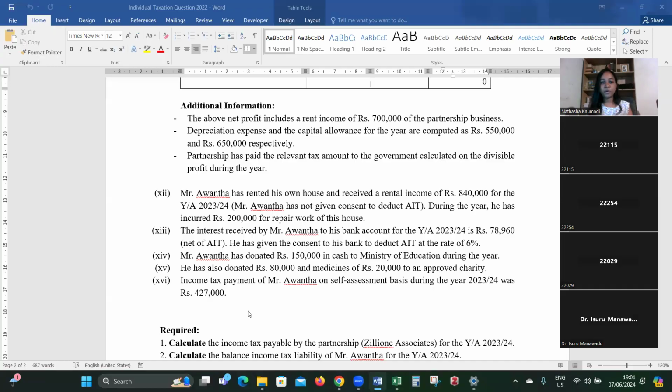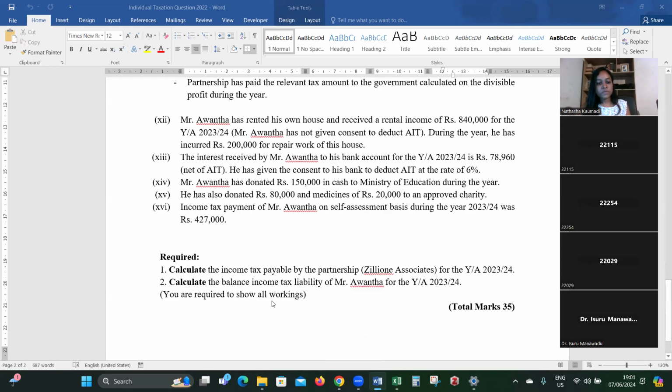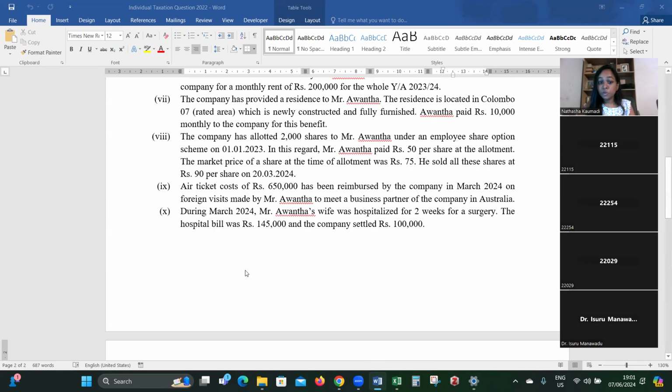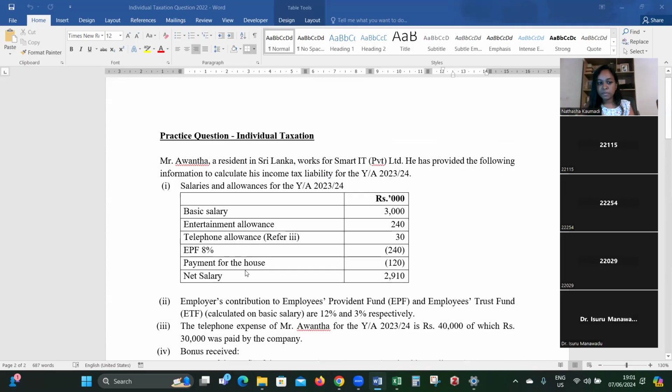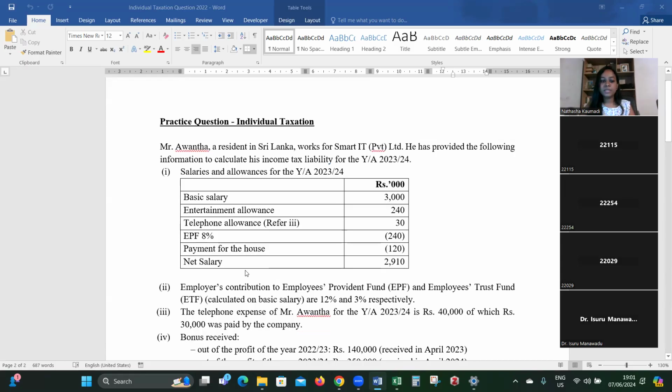So it's very important to understand the question, read the question first, because some information can be taken from different places. It's not directly given, right? So our first requirement is to calculate the partnership income tax payable, and then we can go for Mr. Avantha's individual income tax computation. So as for the requirement, we'll compute the partnership tax first, right? So you also can work it out with me. That would be the best way to learn this.